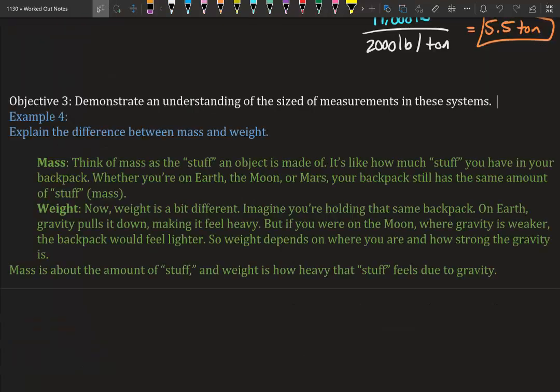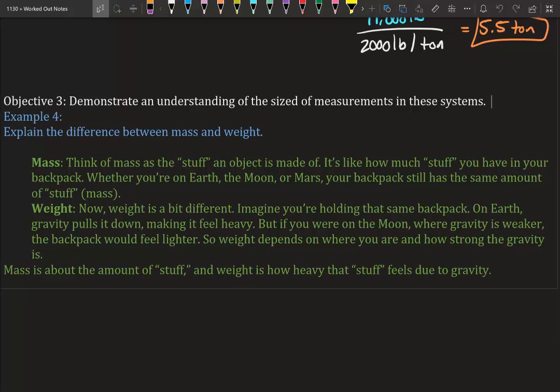We're going to explain the difference between mass and weight. So mass, think of it as the stuff an object is made of. It's like how much stuff you have in your backpack. Whether you're on Earth, the Moon, or Mars, your backpack still has the same amount of stuff. So mass is stuff. Weight is a bit different. Imagine you're holding the same backpack on Earth. Gravity pulls it down, making it feel heavy. But if you were on the moon, where gravity is weaker, the backpack would feel lighter. So weight depends on where you are and how strong the gravity is. Mass is about the amount of stuff, and weight is how heavy that stuff feels to gravity.